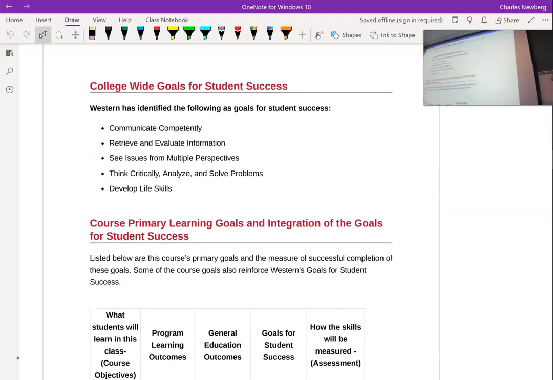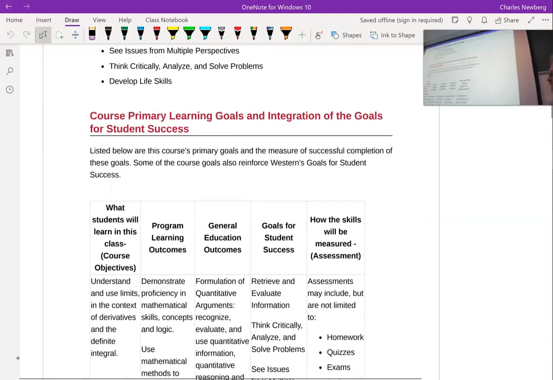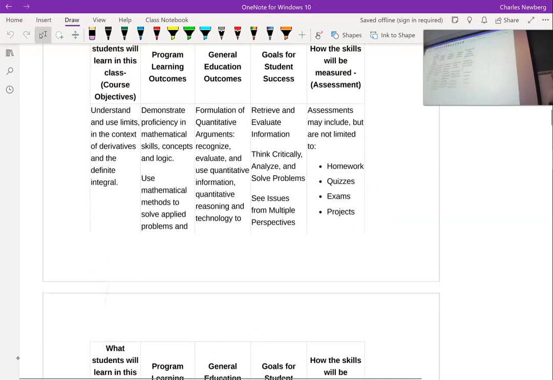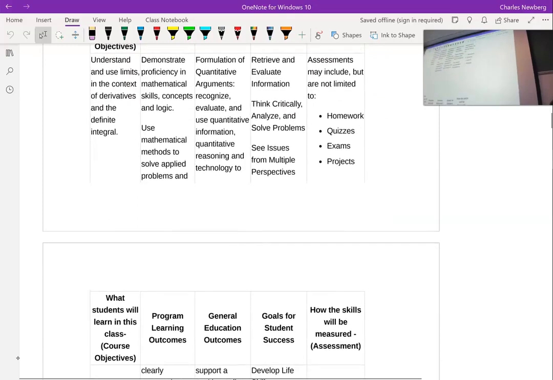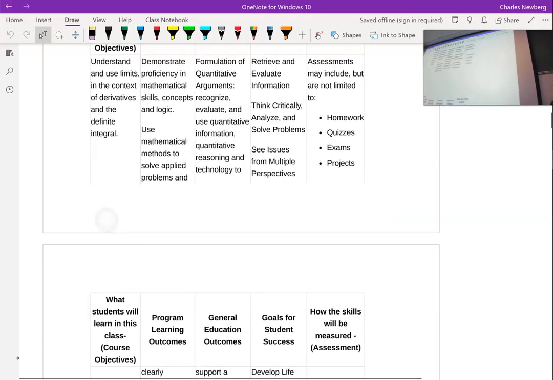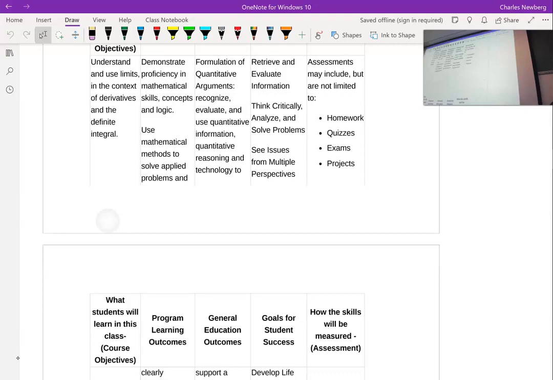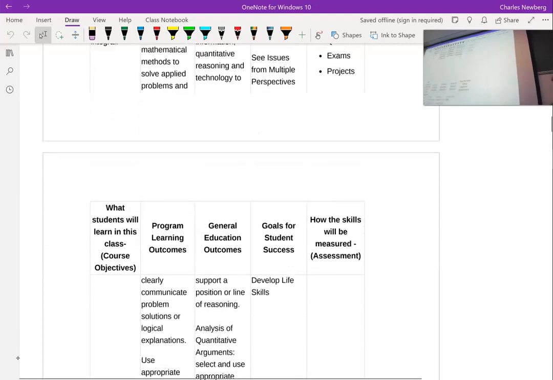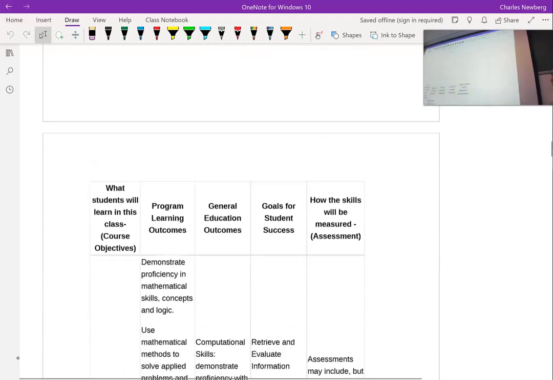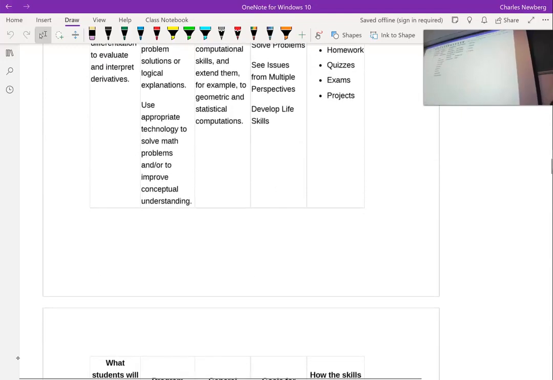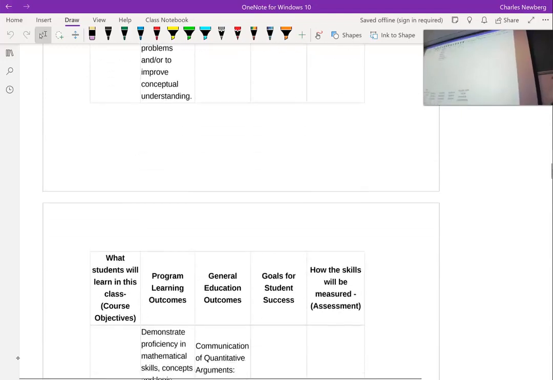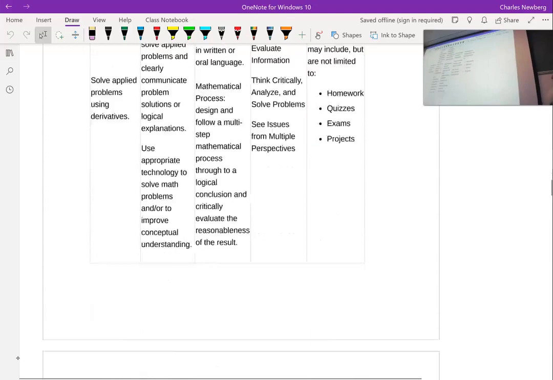Goals for student success. I'll let you read these on your own time. They don't mean a lot to you now. They'll mean a lot more at the end of the semester. They mean a lot to the transferring institution. Although for Calc 1, I doubt anybody looks at what's in the course because it's such a standard course. And this is why I don't print it out. All these stuff.